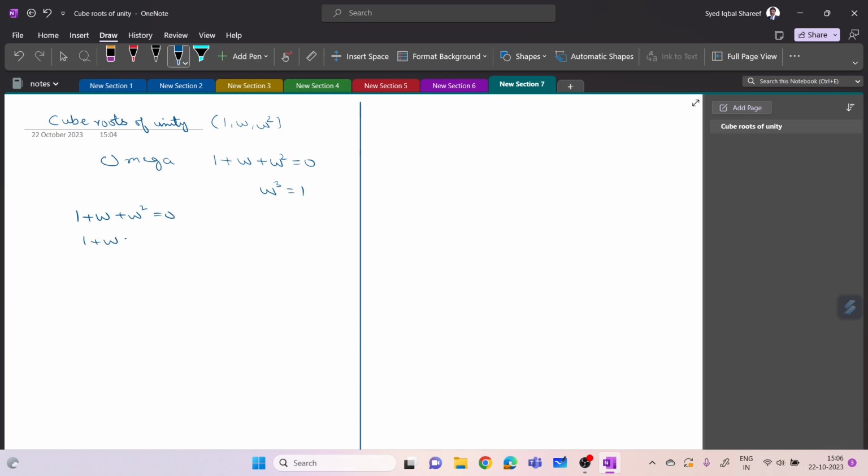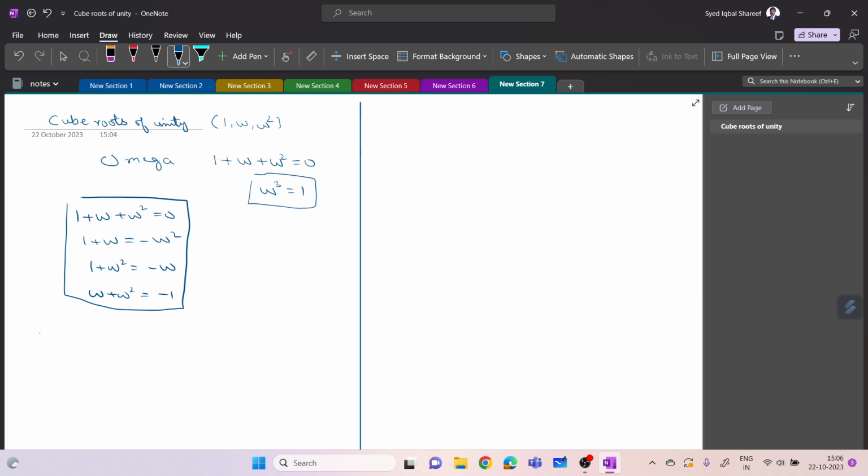1 plus omega plus omega square equal to 0. This means 1 plus omega equal to minus omega square, or 1 plus omega square equal to minus omega, or omega plus omega square equal to minus 1. These are the things we have to remember. These two things we are using: this one and omega cube equal to 1.